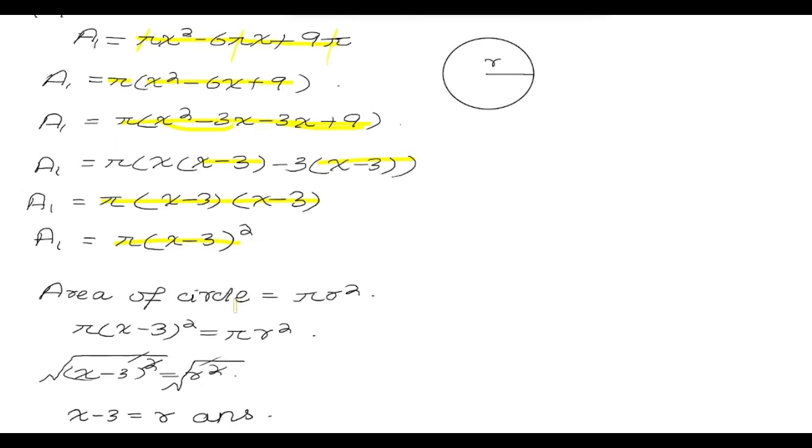Now what is the area of a circle? That is pi r². So we will just place the value of the area, which is pi(x - 3)². Pi gets cancelled on both sides, and then we will take the square root to remove the square from the r and from the x - 3. So that just leaves me with x - 3 is equal to our answer. So this will be our radius.